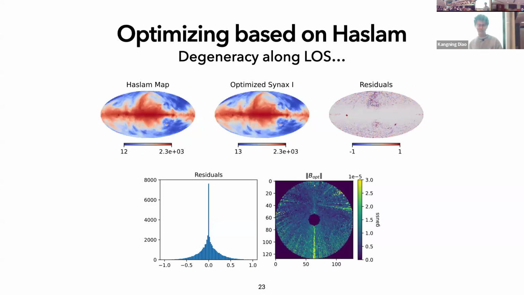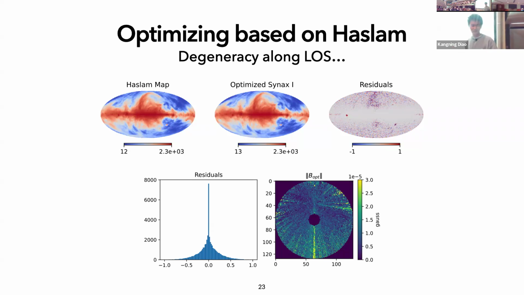Okay, so the last fun experiment we do is we directly optimize the B field based on the Haslam map, and in this plot I show the optimized total intensity based on the Haslam, and here I show the residual, and this is the residual PDF. You can see the residual is really small compared with the typical amplitude of the signal. However, we encounter the same problem. Our optimized B field is highly fluctuated, and we see the degeneracy along the left side.